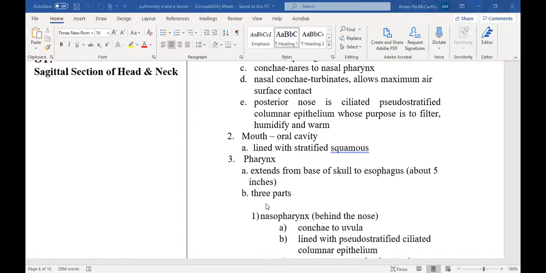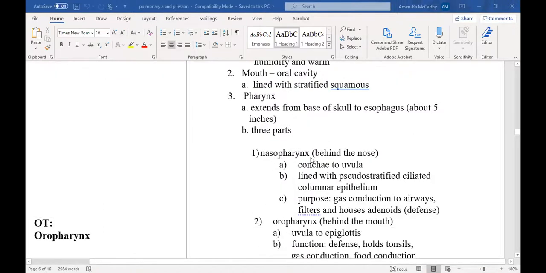We said that is the nasopharynx, the oropharynx, and the laryngopharynx. So the nasopharynx is behind the nose, right? And they're saying that's the conchae to the uvula, right? That conchae back to the uvula is considered the nasopharynx. It's lined with pseudostratified ciliated columnar epithelium cells.